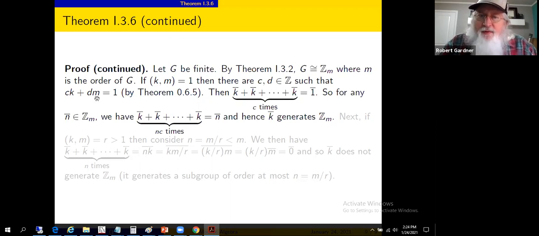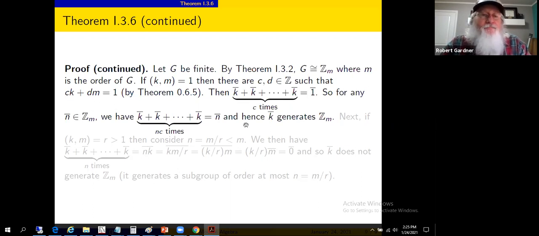In terms of equivalence classes, that is, C copies of K bar, the equivalence class containing K, equals the equivalence class containing 1. So we've taken C copies of K bar. How do you add those things together? With representatives. So we'll get K plus K plus K, C times, bar, the equivalence class containing that, equals 1 bar. So that's just an equivalence class way of saying C times K is congruent to 1 modulo m.